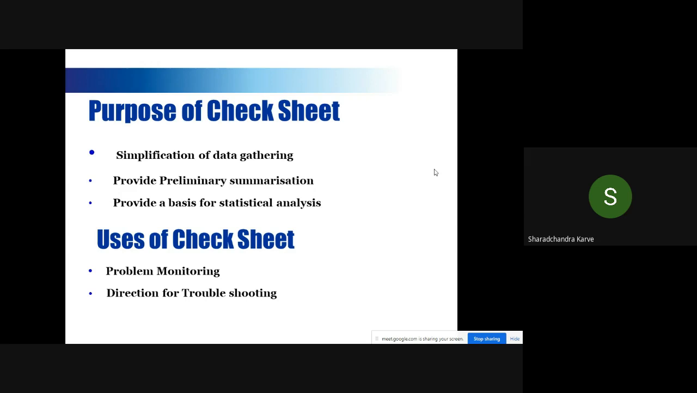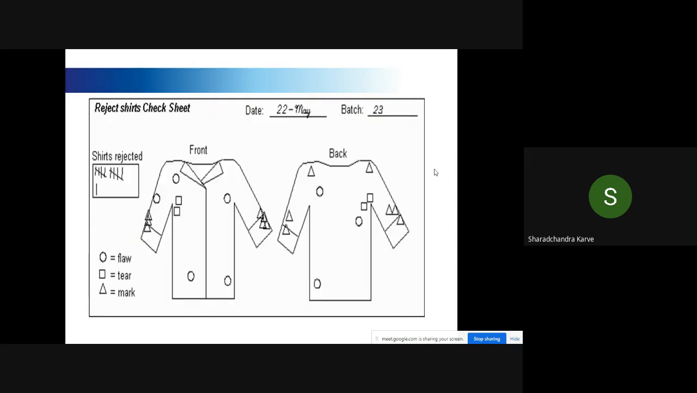Next slide, please. So how does the check sheet work? This is a simple example of a data collection sheet from the garment industry. If you look on your screen, shirts are being produced at a garment factory, and what he has done is map the defects on the shirts as a data collection check sheet. He has got 3 types of defect: flaw, tear, and mark. When he draws that defect at that spot, it generates some data. That is why it is called a data collection check sheet.